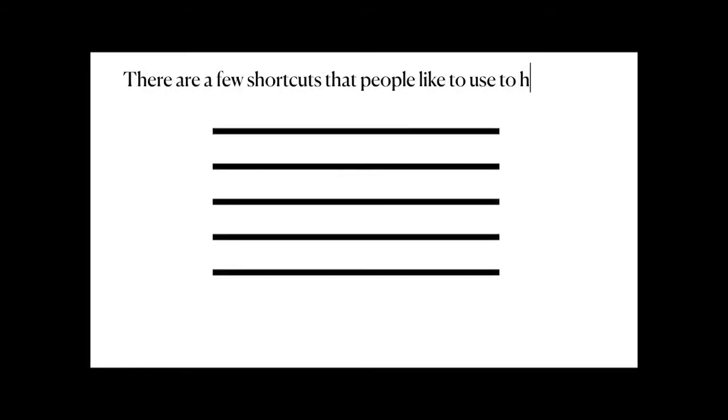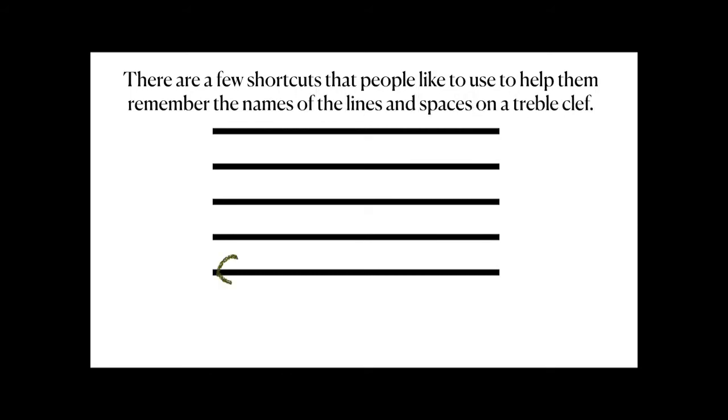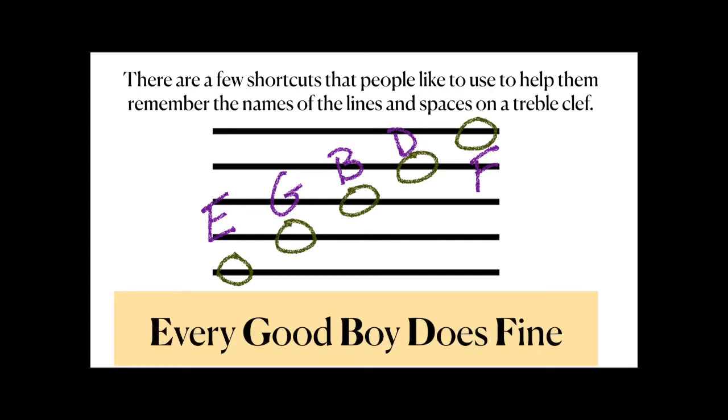There are a few shortcuts that people like to use to help them remember the names of the lines and spaces on a treble clef. Here are some pitches and their labels: E, G, B, D, and F. The one a lot of us may remember from an elementary school music class is, "Every good boy does fine," for E, G, B, D, and F.